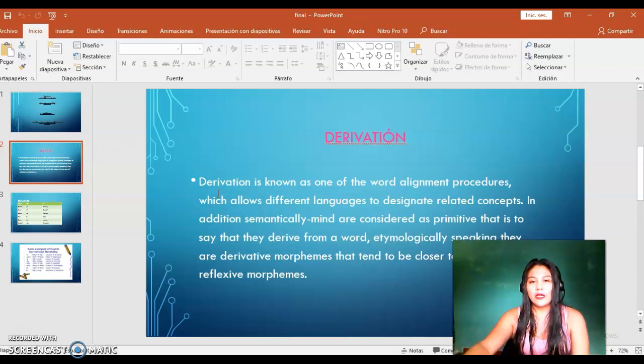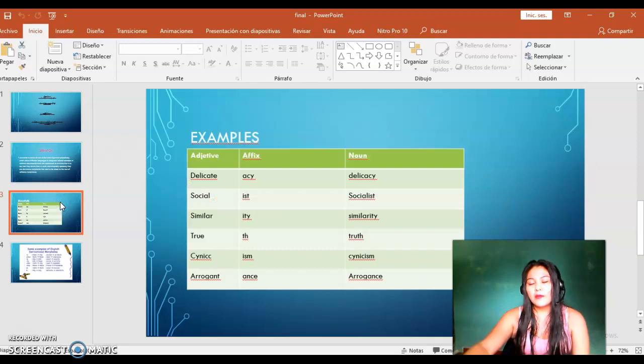Additional semantics in them are they considered as primitive, that is to say that the derivation and word etymology. Generally speaking, derivational morphemes tend to be closer to the role of reflexive morphemes, and derivation.